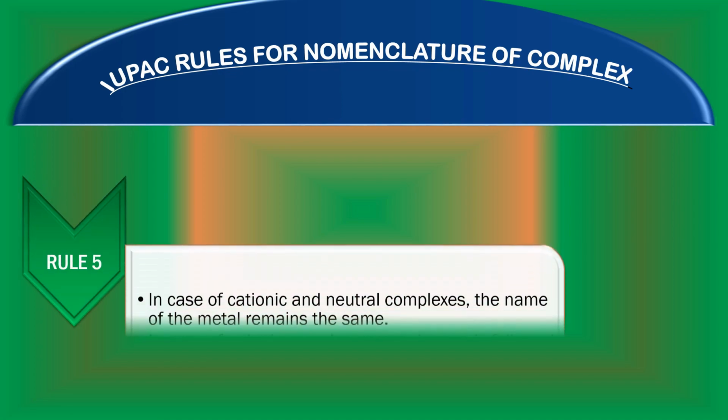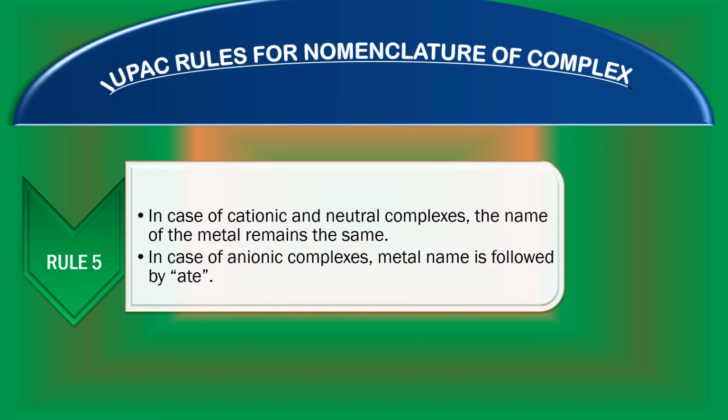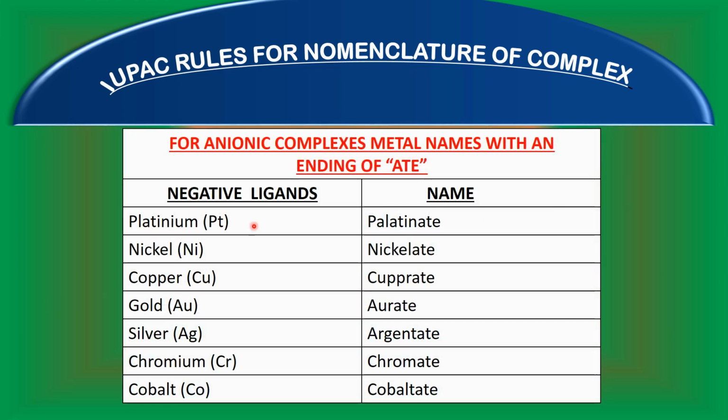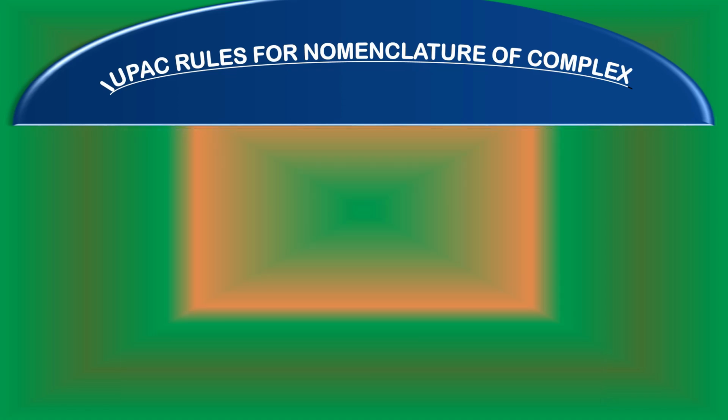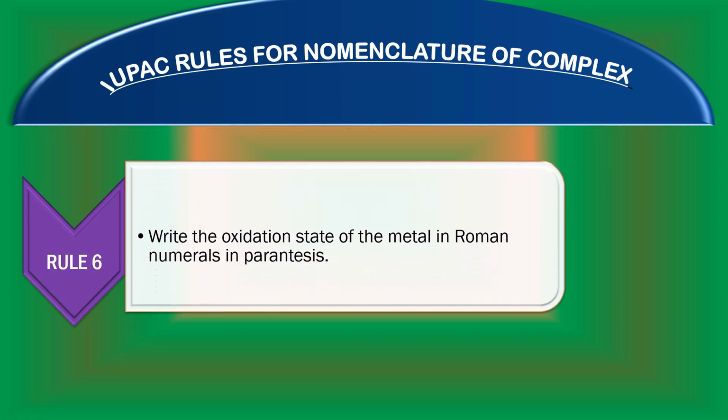Rule 5. In case of cationic, that is positively charged, and neutral complexes, the name of the metal remains the same. In case of anionic complexes, the metal name is followed by ATE. For example, platinum is named as platinate, nickel as nickelate, copper as cuprate, gold as aurate, silver as argentate, chromium as chromate and cobalt as cobaltate. Rule 6. Write the oxidation state of the metal in Roman numerals in parentheses.